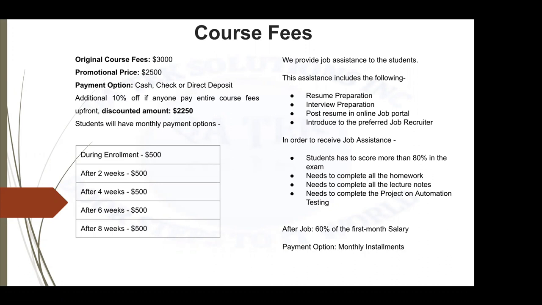If anybody pays the entire course fee upfront, there will be an additional 10% discount. So if anybody wants to pay the entire course fee during enrollment, the total amount would be $2,250. If somebody wants to pay on a monthly installment basis, they'll also have the option. So we have a breakdown. No need to pay everything upfront, but you won't be entitled to any kind of discount if you choose the monthly payment option.